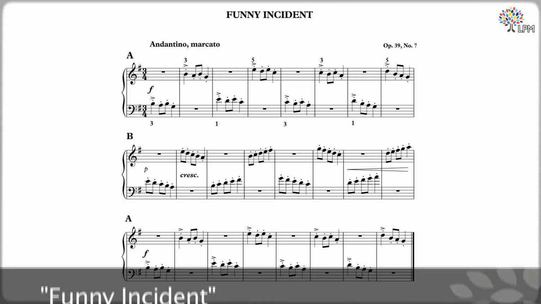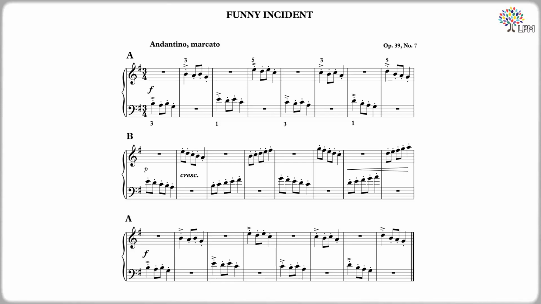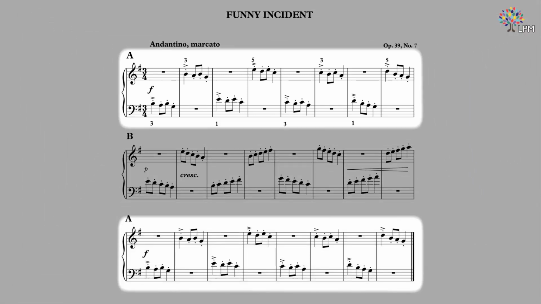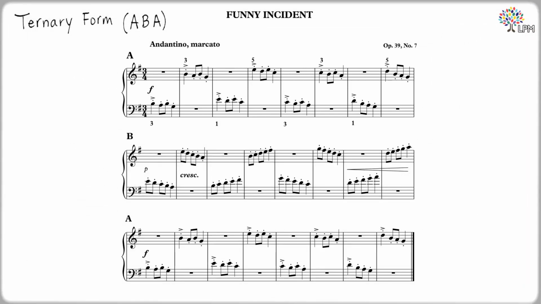This next piece is also by Kabalevsky, called Funny Incident. Looking at the piece as a whole, you can see that the first line and the third line are exactly the same. This is a classic ternary form, or ABA. This simply means that the piece is divided into three sections. The third section is a repeat of the first section.